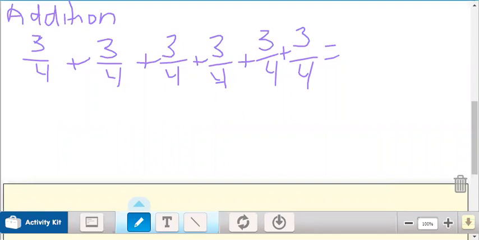So when we're adding fractions, all the denominators stay the same. We don't add those. It's just the same. But what we do add is the numerator. So 3 plus 3 plus 3 plus 3 plus 3 plus 3. 3, 6, 9, 12, 15, 18. 6 times 3 is 18.